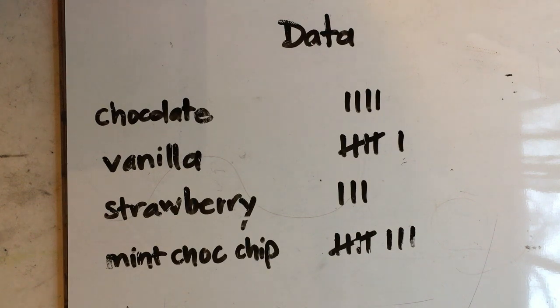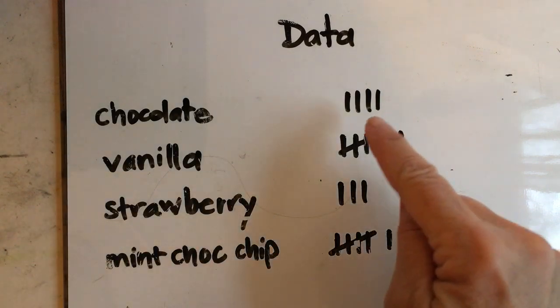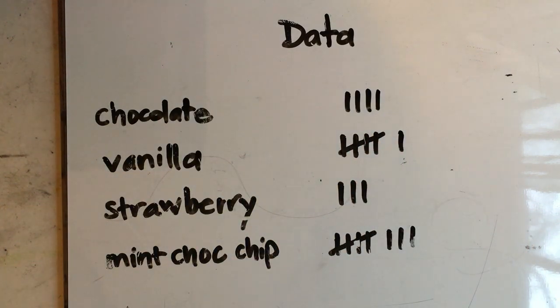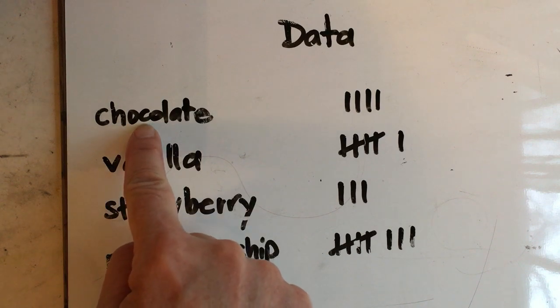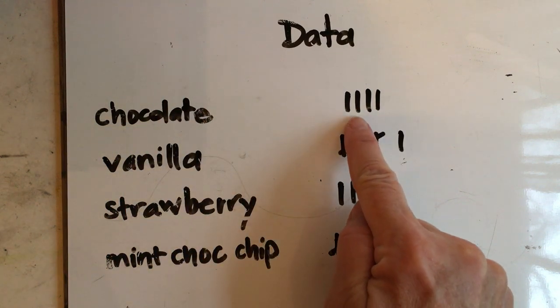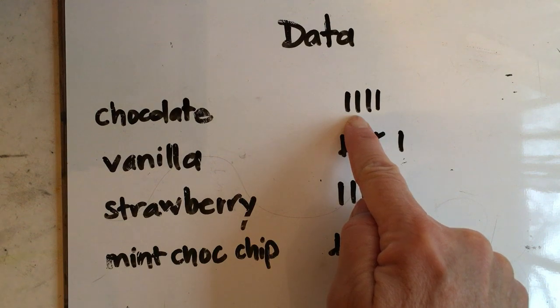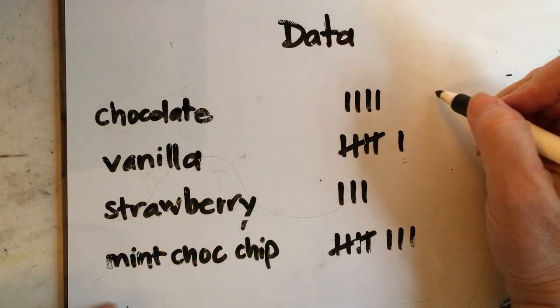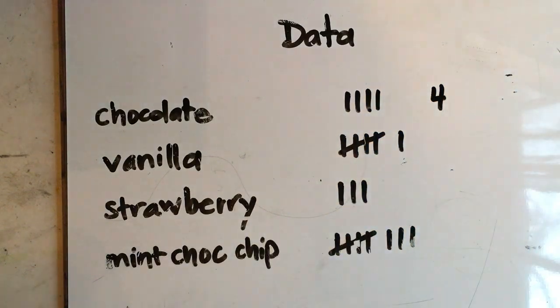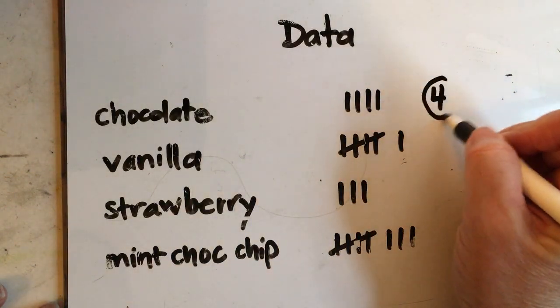And then as people voted, I made tally marks. So you know how we've done tally marks at school when we were doing voting for things. So I made tally marks to show how many people voted for each flavor. So let's review my data. How many people voted for chocolate? Look right over here. Yep, 4 people voted for chocolate. I'm going to put a number 4 because I like to total my tally marks right next to it.